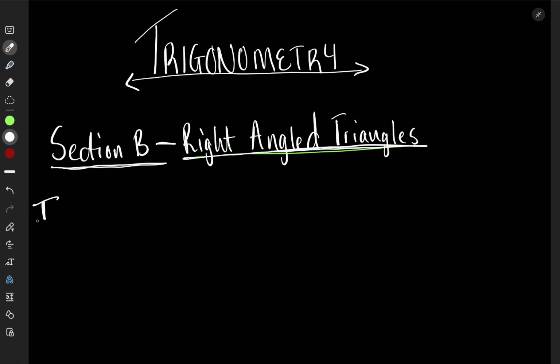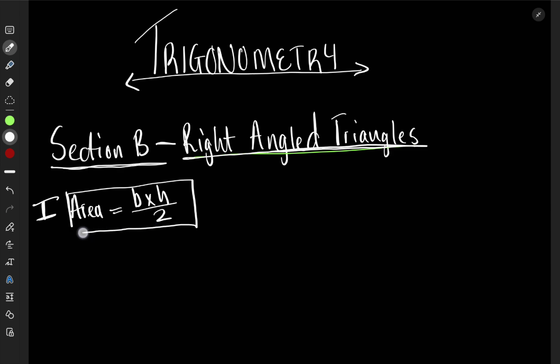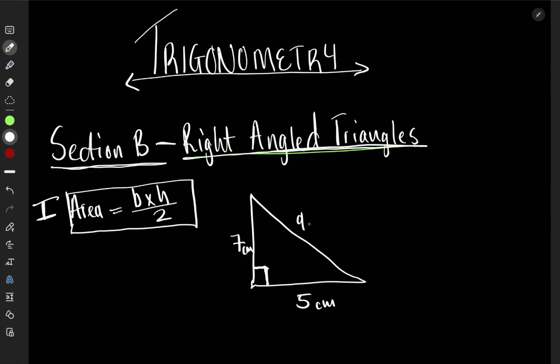Let's do the first one. The first one is going to be the area. Area is equal to base times height over 2, which some of you might know as half base times height. You get a right angle triangle, and we don't care about where it's looking, but once you see the sign of a right angle, you get this as 5 and this as 7. 7 centimeters, 5 centimeters. They could give you this as 9 centimeters, we don't care. And then they can ask for the area.